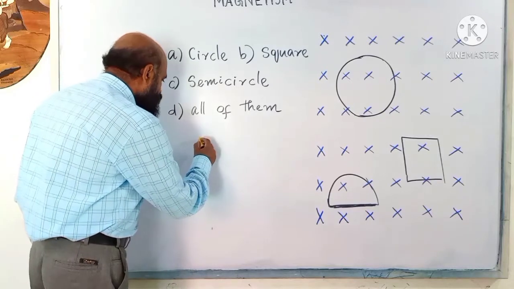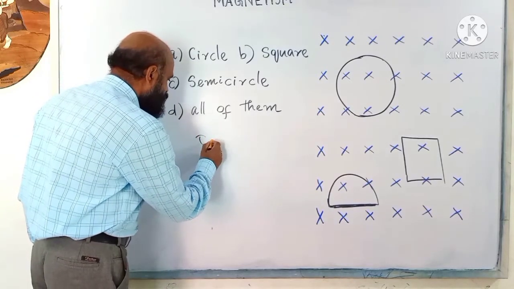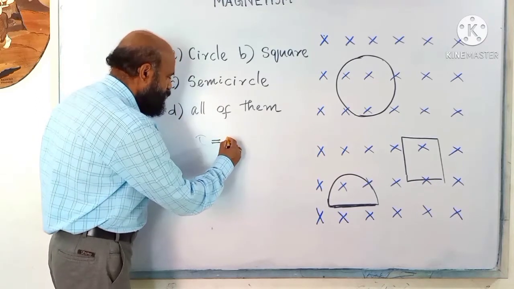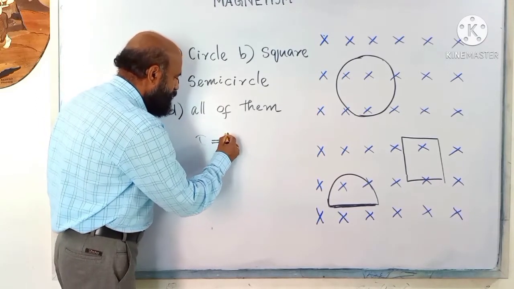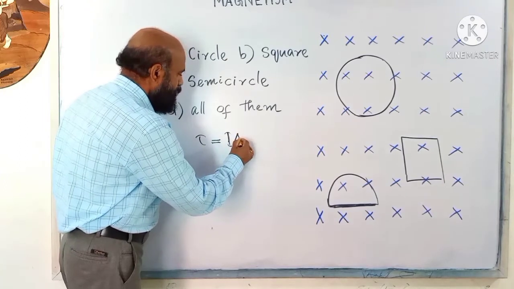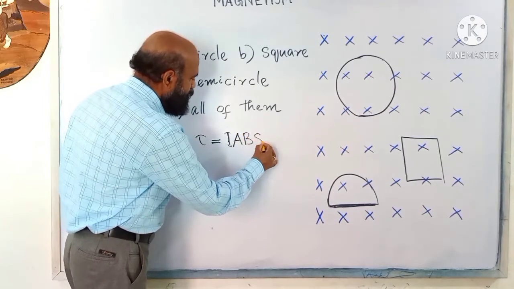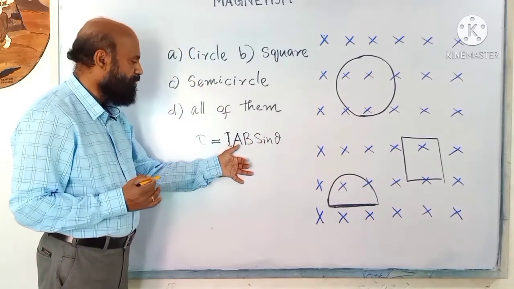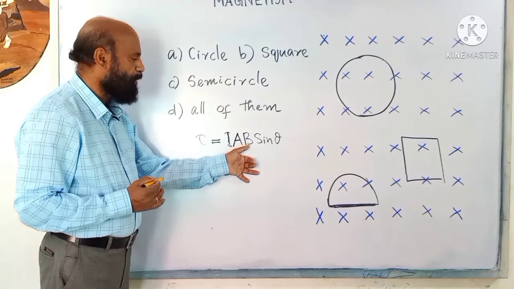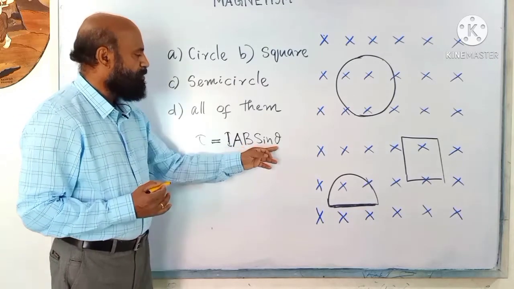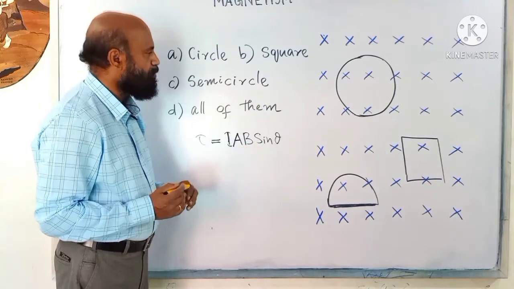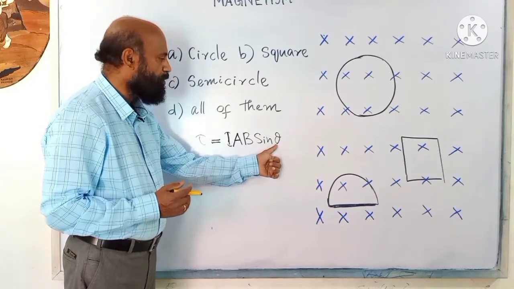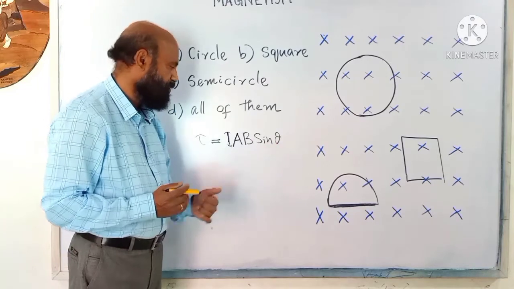Torque is given by this expression. Torque experienced by a loop in a magnetic field is given by this relation. Torque is I A B sine theta, where I is the current flowing through the coil, A is the area of the coil, B is the magnetic field, and theta is the angle between the normal to the coil and the direction of the magnetic field.